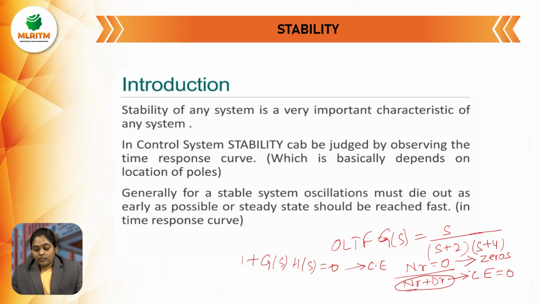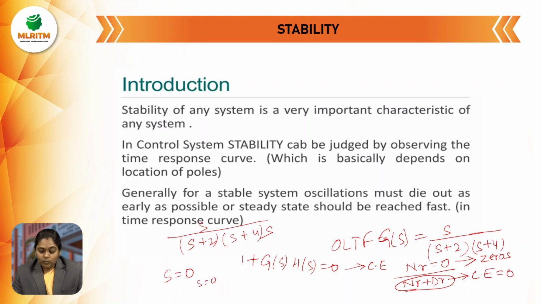So in this example, I can write this as s plus 2 into s plus 4, divided by s. In the numerator part, I am keeping s equal to 0, so there is one zero present, which is at s equal to 0. But if you equate the denominator part to 0, here I'll be getting 3 poles.